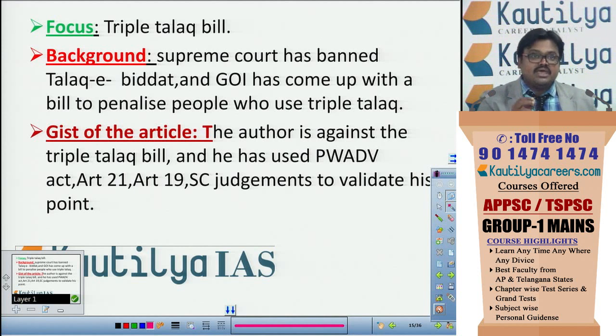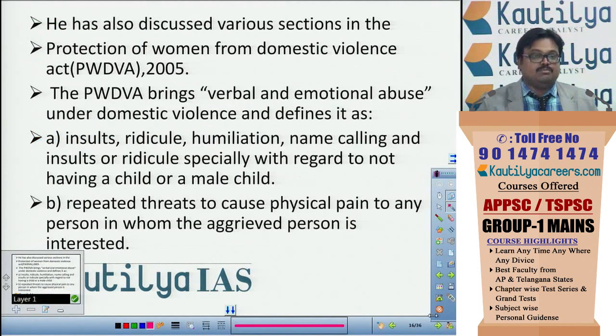He says that how can you jail a person for just uttering the words talaq, talaq and talaq? He says that such an act would be against Article 21 and Article 19, and he also quotes some of the previous Supreme Court judgments to validate his point. So let us look in detail what the problem is.